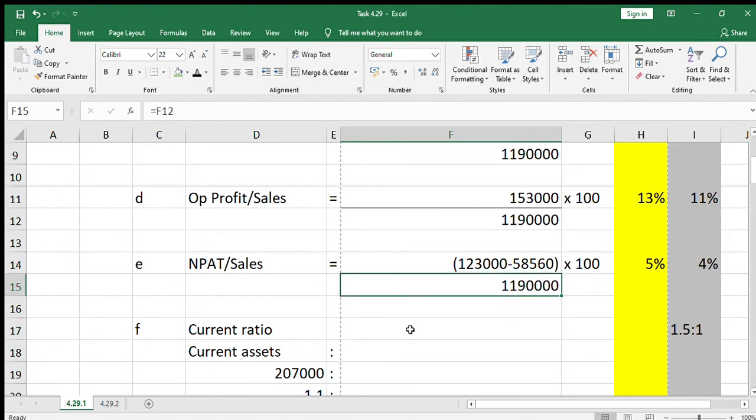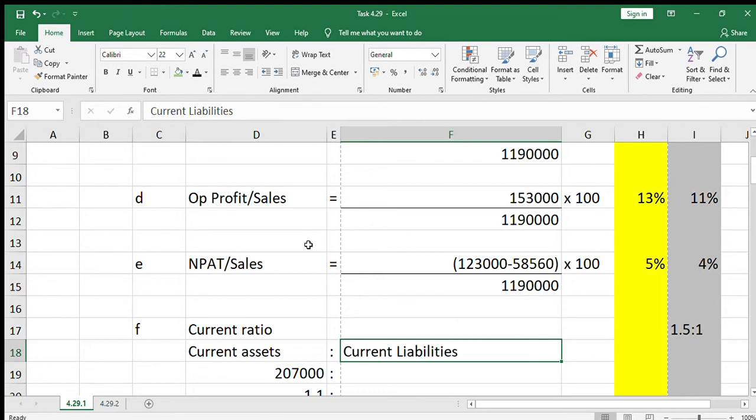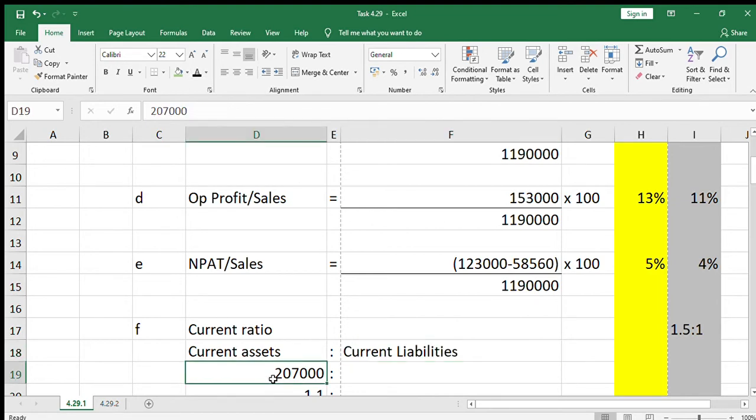Okay, so in the next part of the question, we're actually going to be commenting on all of these. So for now, we're just going to carry on, right? So for F, we're calculating the current ratio. Okay, and we should all know the formula now is current assets is to current liabilities, right?